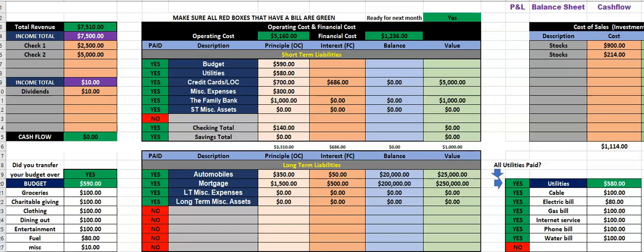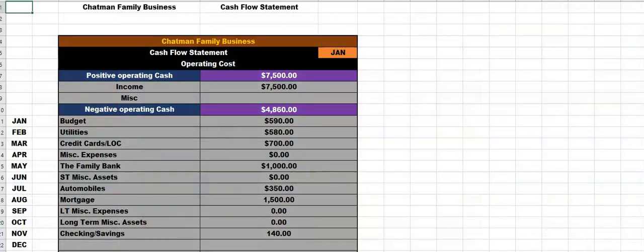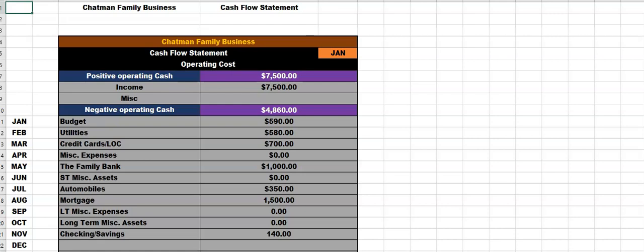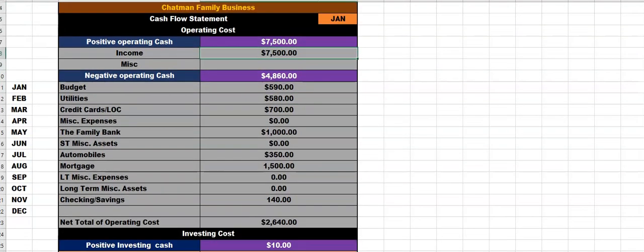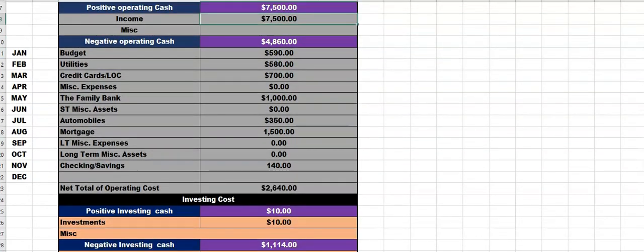So in this, make sure we have everything here. 140, we did the bank, 1,000. Okay, so if we look at the cash flow statement, this one will tell us everything, basically where we're spending our money. So we have income of $7,500, our operating cash, and on the balance sheet we couldn't really see where the money was going, but here on the cash flow statement, you can actually see where the money is going.